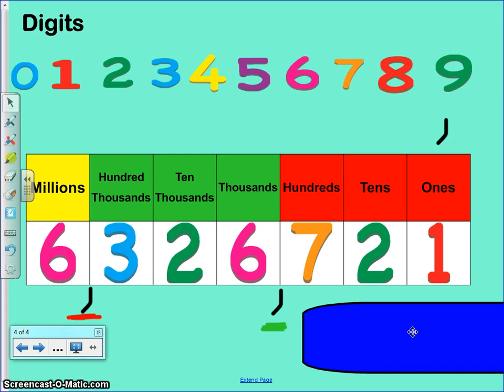The commas help you figure out what period you are in. And you read every three digits just like it's in the hundreds. But then when you see those commas, they tell you what period to say at the end of that. So for instance, I have two commas here again. So I have 6,326,721. It's kind of tricky, but once you get it, it's actually going to be quite simple. So practice, practice, practice.